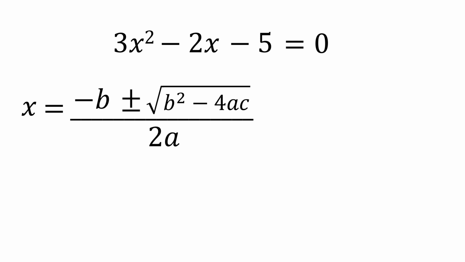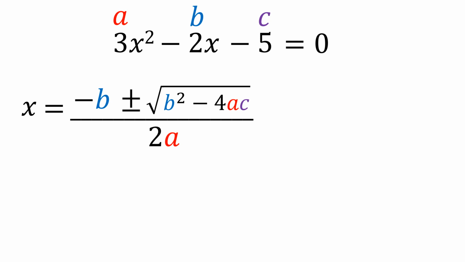So the a is the numerical coefficient of x squared. The b is the numerical coefficient of x, which is in this case, the a is 3, the b is negative 2, while the c is the constant. So in this case, our c is negative 5.